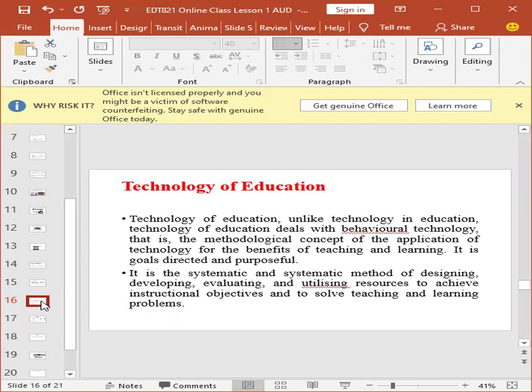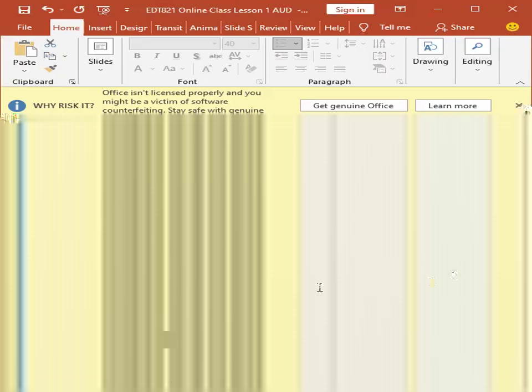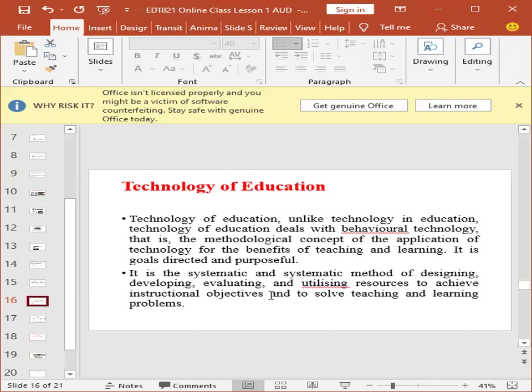So the methodological concept of the application of technology for the benefit of teaching and learning is goal-directed and purposeful. It is the systematic method of designing, developing, evaluating, and utilizing resources to achieve instructional objectives and to solve teaching and learning problems. So technology of education is all about ideas, findings, methods, techniques of education.